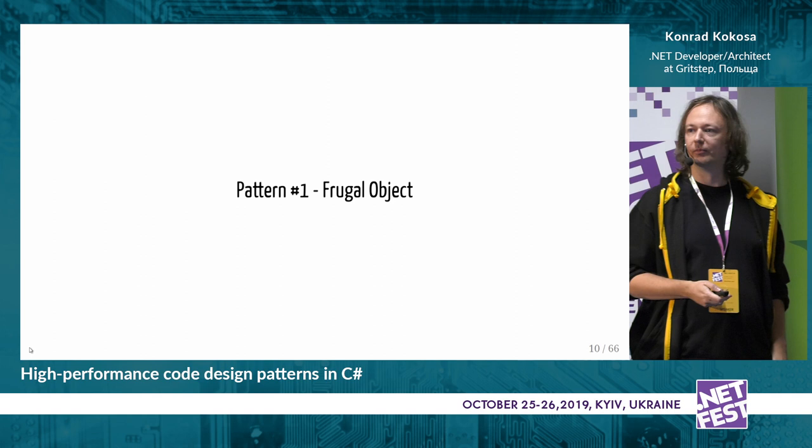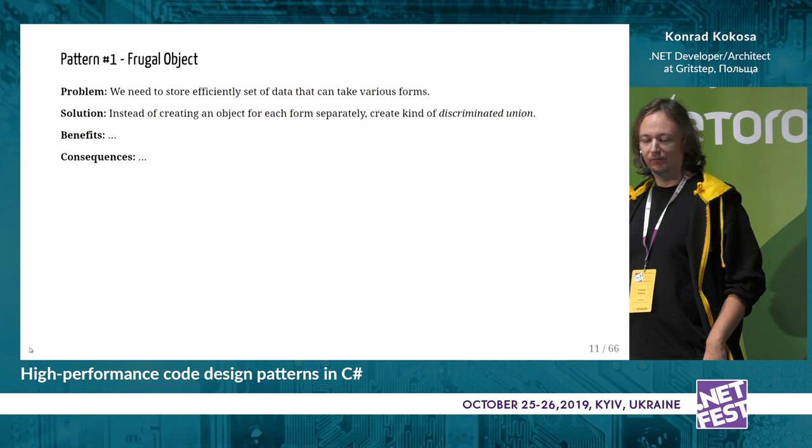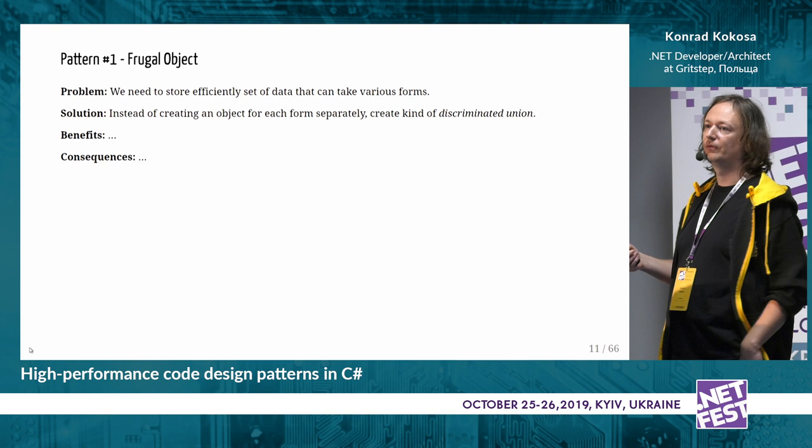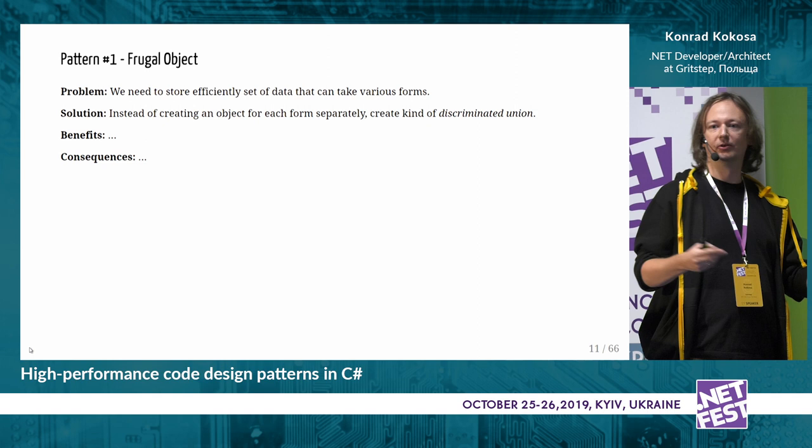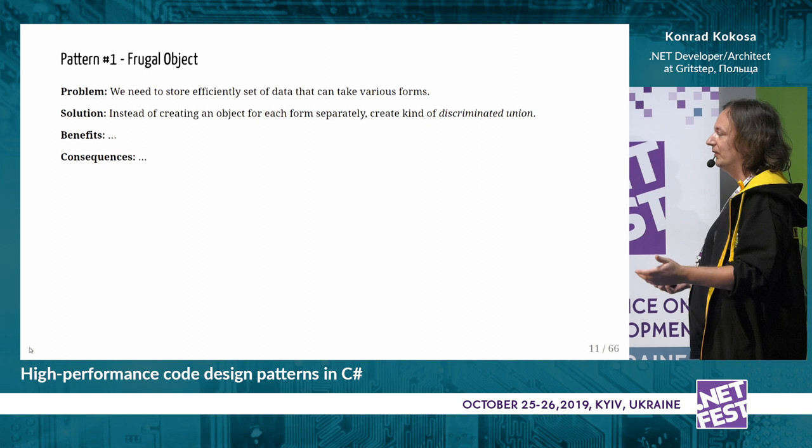the frugal object, which is a pattern trying to solve the problem that we need to store efficiently a set of data that can take various forms. And the very typical problem here will be that we need to represent a collection, a collection that can have 0 elements, 1 element, 2 elements, or more elements. This is a very typical thing. But how can we store it more efficiently than just a simple collection?